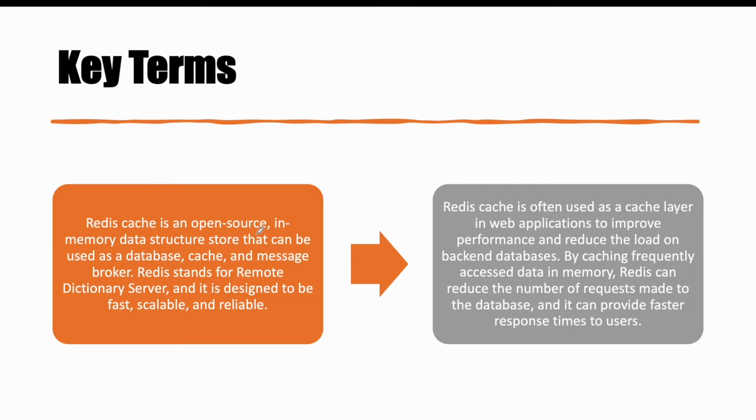Next, the Redis cache. We already discussed that this is the caching mechanism, where we cache frequently accessed data in memory. Redis reduces the number of requests made to the database, and as you know, database requests are always time consuming, so you would have good response times if you are using the Redis cache.